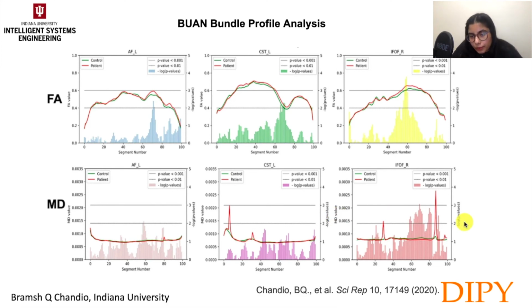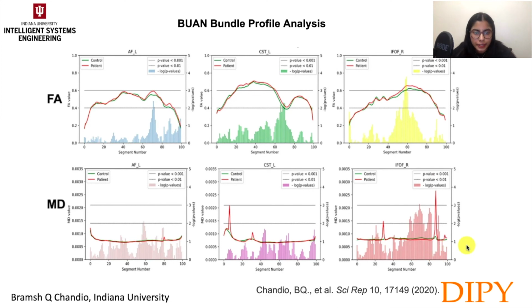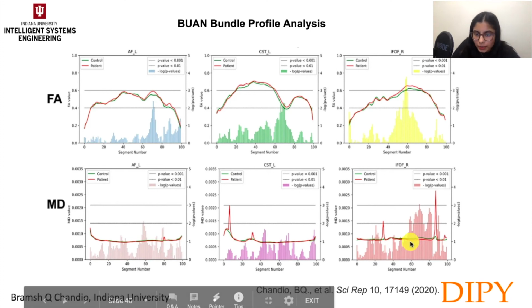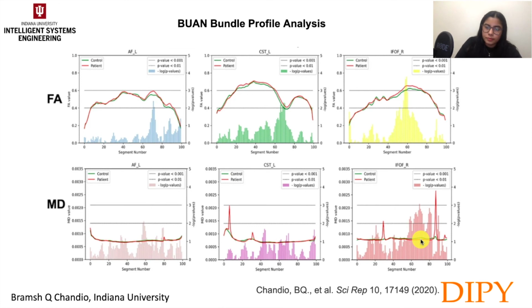And again, if we see here in the FOF around 90, there's a spike, but the p-value is not significant. And another trend, if we look at here, is that in this case it's very small, but actually MD is lower in patients as compared to controls. So we find group differences in different DTI measures and exactly what the differences are. We can also visualize those with BUAN.